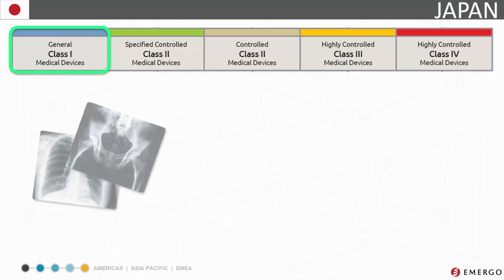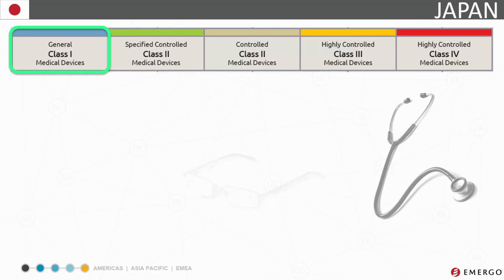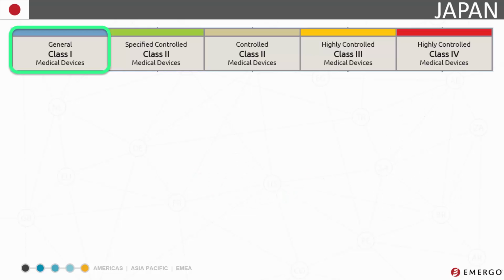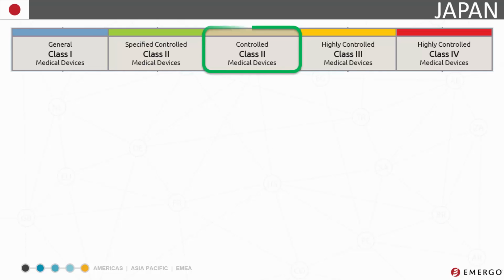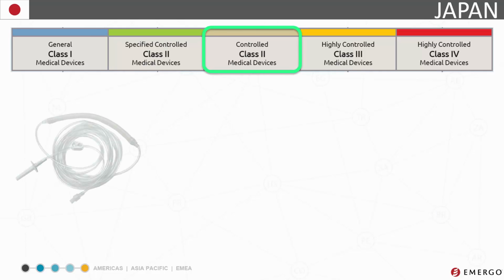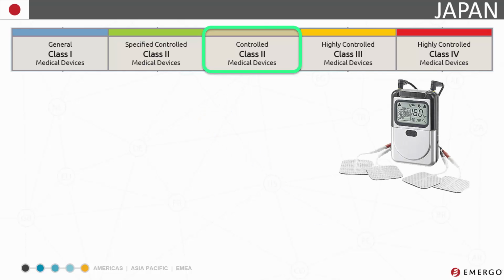Class 1 devices represent the lowest level of risk as they are not complicated to operate, nor do they pose great risks. Class 2 devices pose relatively low risk to a human body. Class 2 control devices represent a higher amount of risk than Class 2 specified control devices.